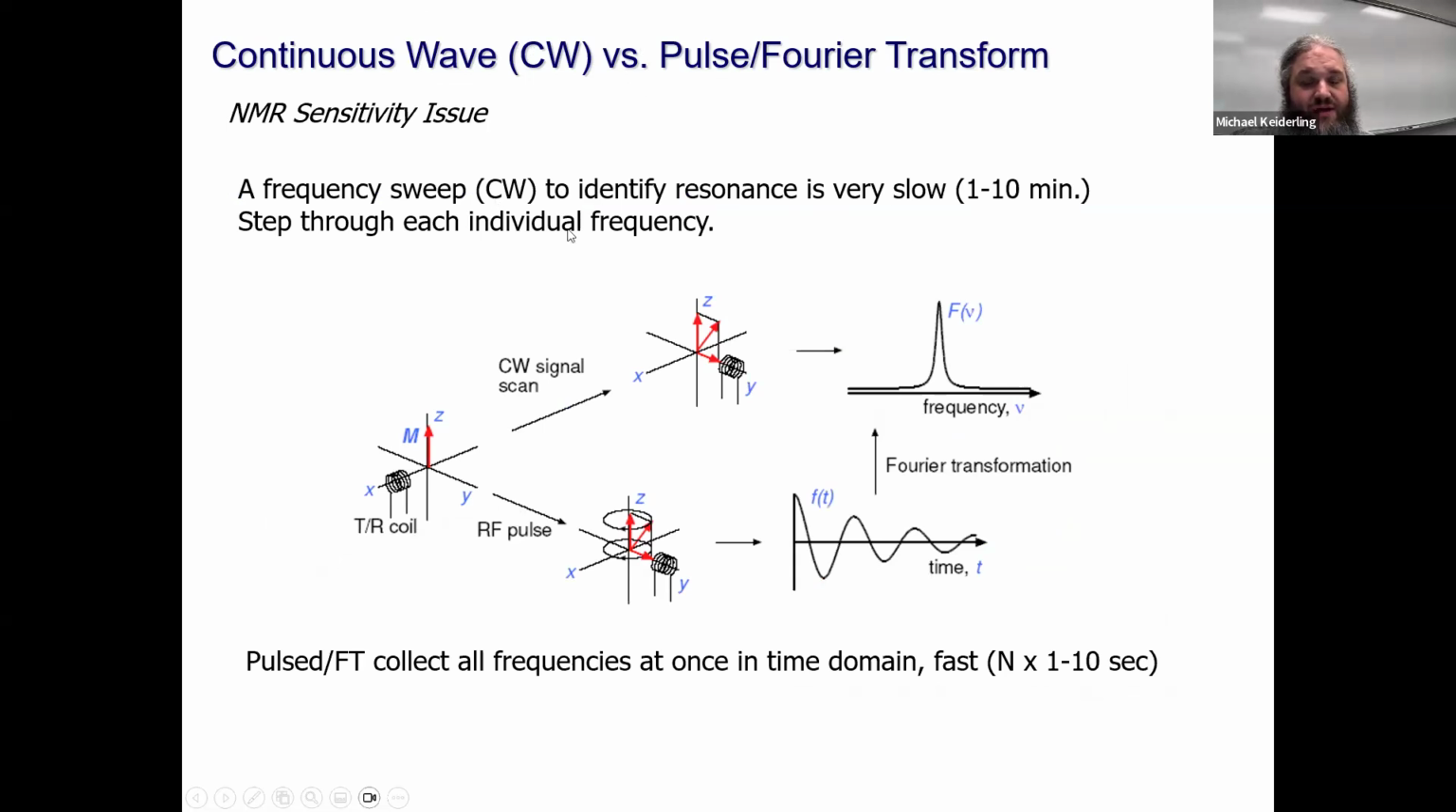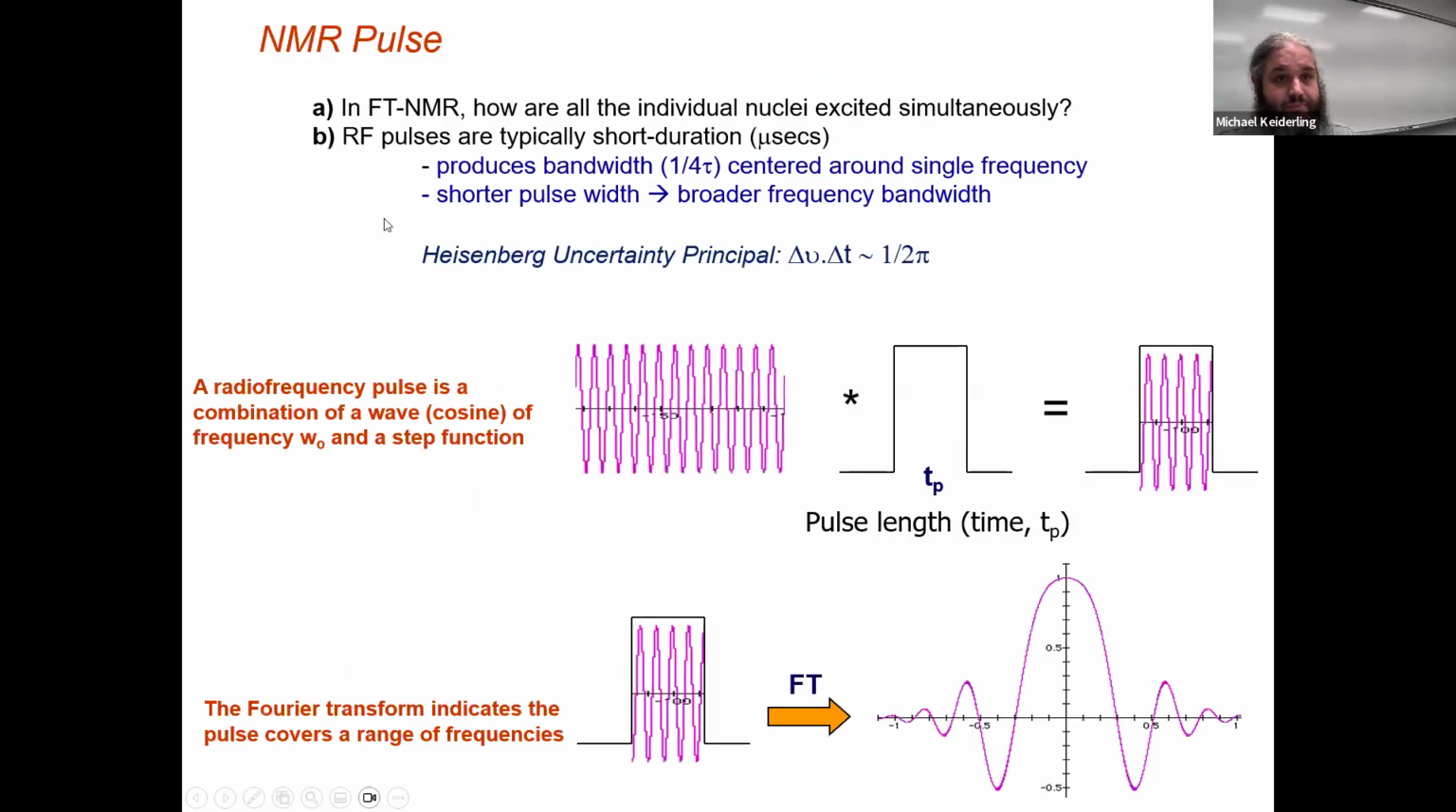A frequency sweep, a continuous wave measurement to identify resonance, is very slow. We step through each individual frequency. The pulse Fourier transform technique collects all frequencies at once. In the time domain, it's very fast. Time per sweep is 1 to 10 seconds as opposed to 1 to 10 minutes. We will be doing pulse Fourier transform methods. Those are the most common.